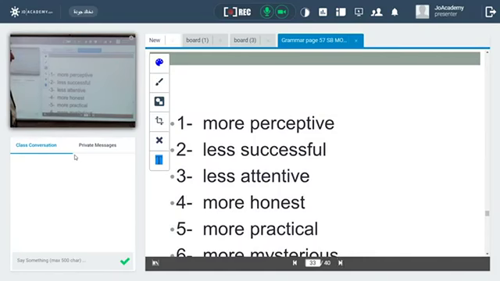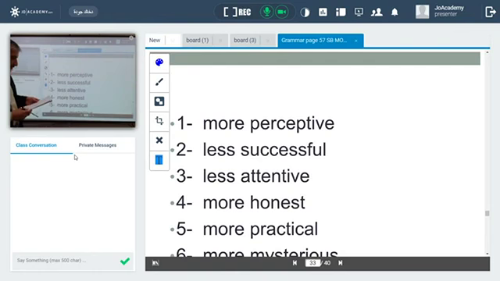More perceptive, less successful, less attentive, more honest, more practical, more mysterious. Mysterious, the last one, number 6, it means غامض. More mysterious, أكثر غموضا. And before that, more practical, أكثر عملي. Practical means عملي, more practical. Number 4, honest, معناها صادق. He is more honest. More honest يعني أكثر صدقا.